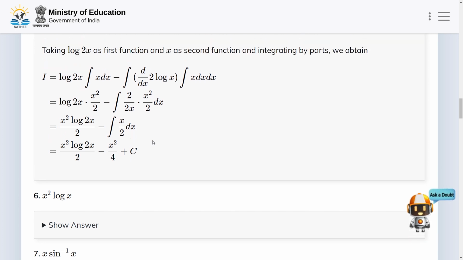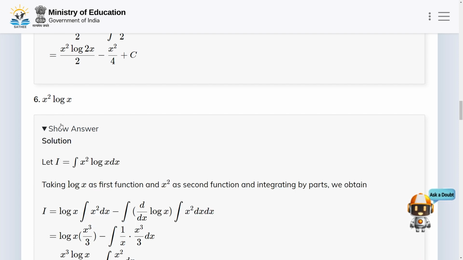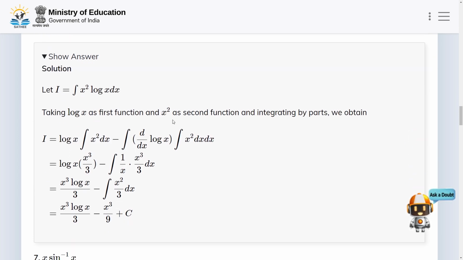Simple. Okay, let us move next. Now, sixth problem. Take log x as your first function and x square as your second function. Now log x, the first function, remains as it is. Integration of second, which is x cube by 3, minus differentiation of first, which is 1 by x.